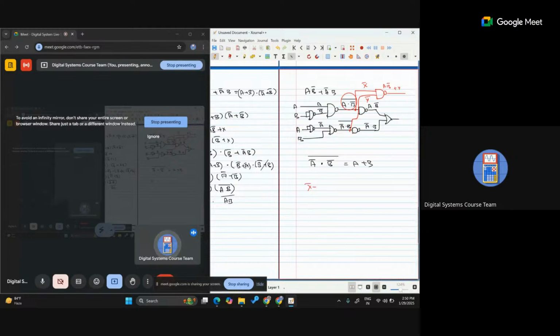So your X bar is equal to AB the whole bar. Then what is X? AB the whole AB bar. Am I right? A bar dot B. Y is A bar dot B. Yeah. So this is your expression. Am I right?